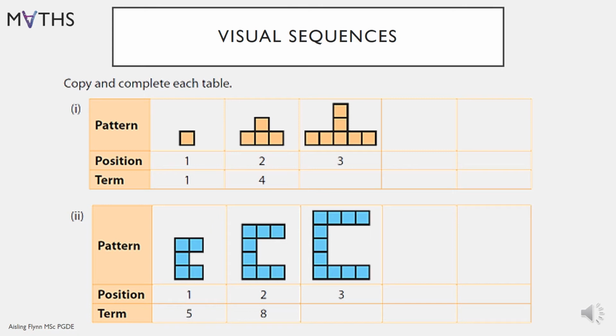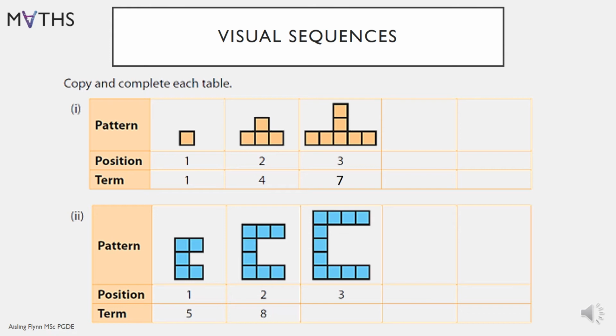Now, this is more typical of an exam question. All right, here you're asked to copy and complete each table. So we have a pattern of squares. We have their position in the sequence, 1, 2, 3, and we have what's called the term, so the value of that pattern at that position. We call it the term. So position 1, 1 box or 1 square. Position 2, there are 4. Position 3, there you can count them, there are 7.